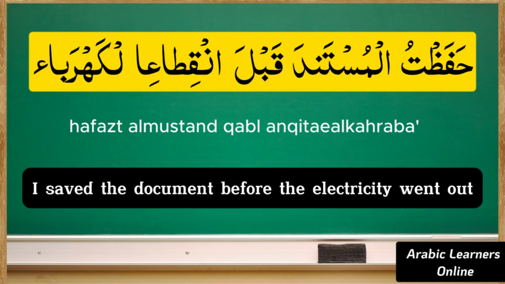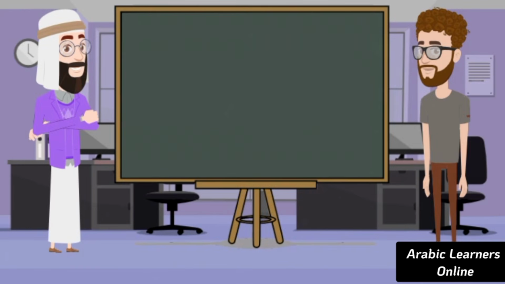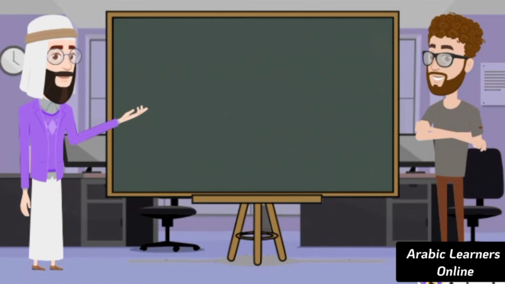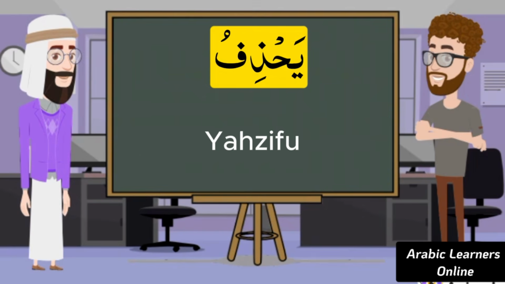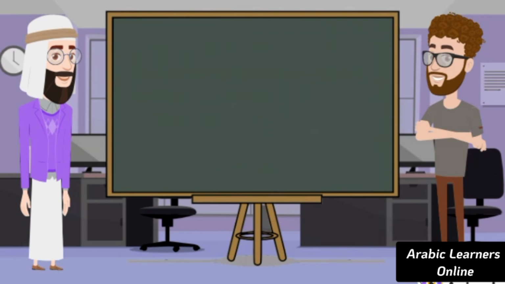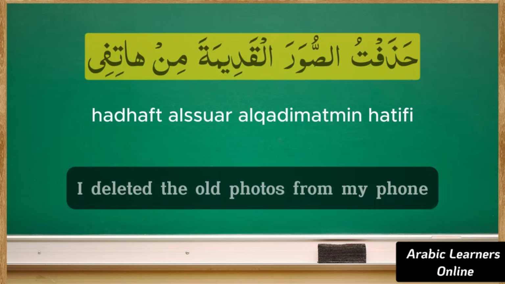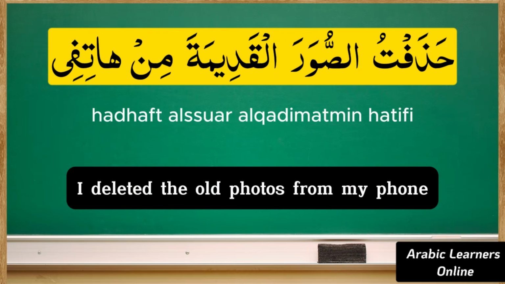Breakdown. حفظت, I saved. المستند, the document, with fatha. قبل انقطاع, before the cutting off. الكهرباء, the electricity. Perfect. And when I need to clean up space, like I deleted the old photos from my phone. For deleting, we use حذف يحذف, meaning to delete or remove data. Say, حذفت الصور القديمة من هاتفي. In English, I deleted the old photos from my phone.